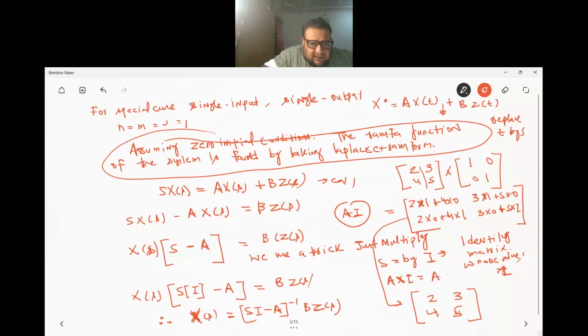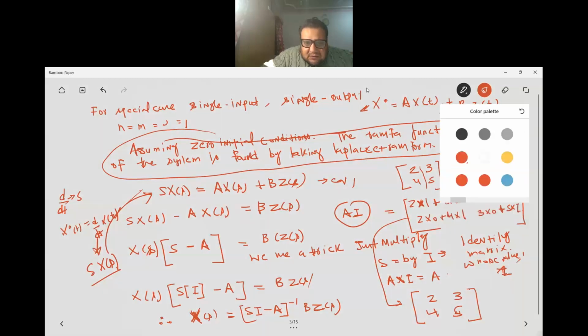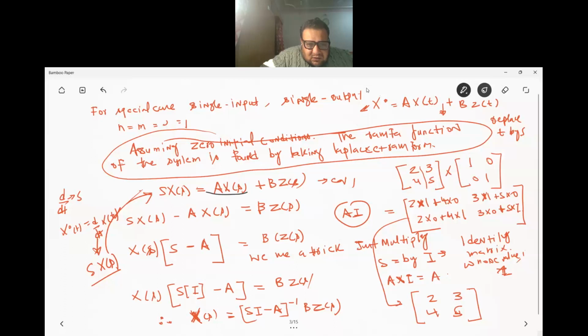When I'm doing differentiation, d by dt is represented by s. So x dot of t is nothing but d by dt of x of t. This d by dt gets replaced by s, and t we have to substitute, so it becomes x of s, which I've written over here. Now I'll use a different color over here because I've already written the same. So this is your s x of s, and in the same way, A x of t becomes A x of s, and B z of s. Now you have s x of s minus A x of s. You take x of s out.